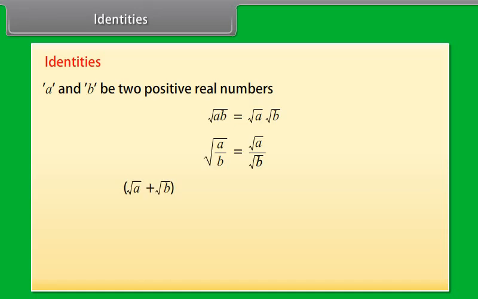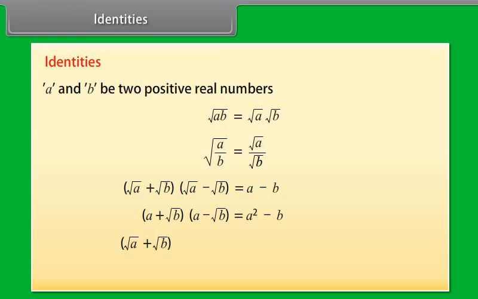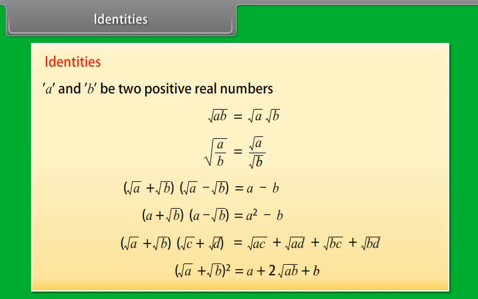Square root of A plus square root of B multiplied by square root of A minus square root of B gives A minus B. A plus square root of B multiplied by A minus square root of B gives A square minus B. Square root of A plus square root of B into square root of C plus square root of D is equal to square root of AC plus square root of AD plus square root of BC plus square root of BD. Square root of A plus square root of B whole square is equal to A plus 2 square root of AB plus B. We can use these identities to solve many expressions.